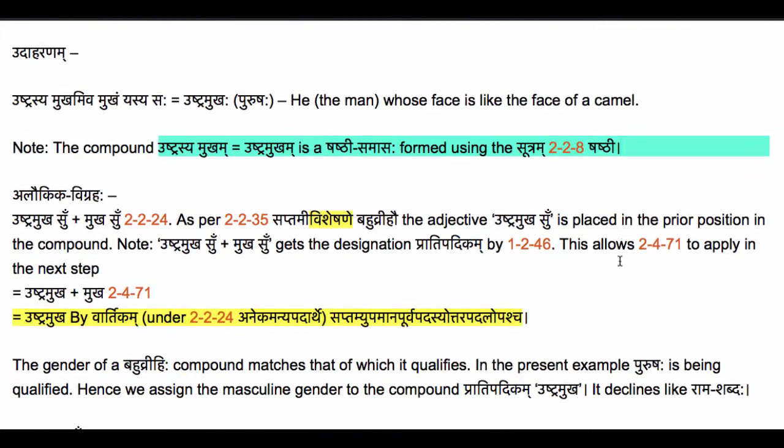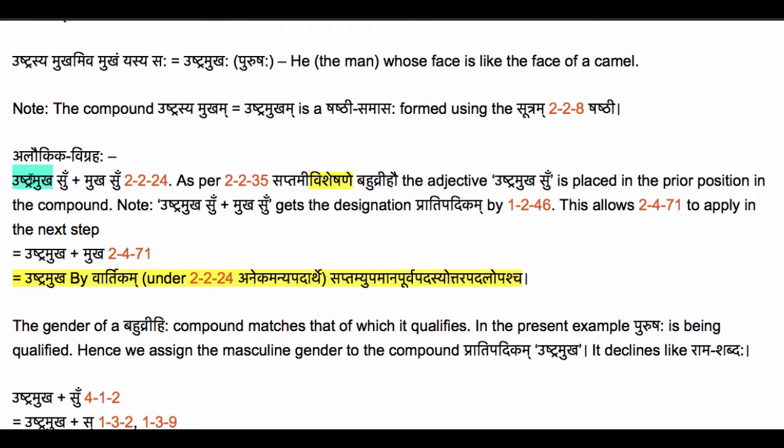Now the Alaukika Vigraha of the Bahuvrihi compound is Ushtra Mukha Su plus Mukha Su, compounding authorized by the Sutram 2.2.24, because we have two terms which have the designation Padam, each ending in the nominative case, and they are combining to form a compound which denotes someone who is not represented in the compound. The entire compound is an adjective to Purushaha. Purushaha is not in the compound. Therefore, the conditions for applying 2.2.24 Anekam Anya Padarthe are satisfied.